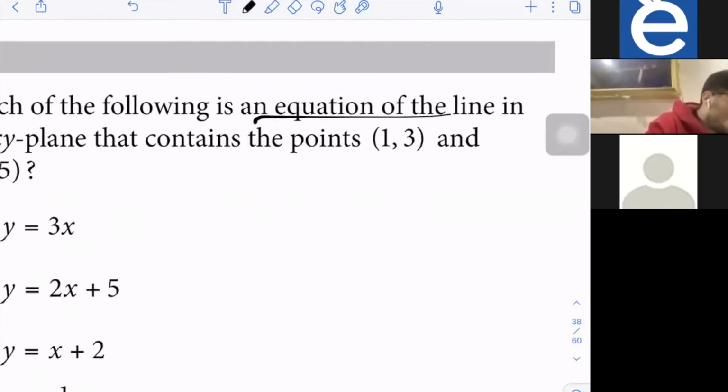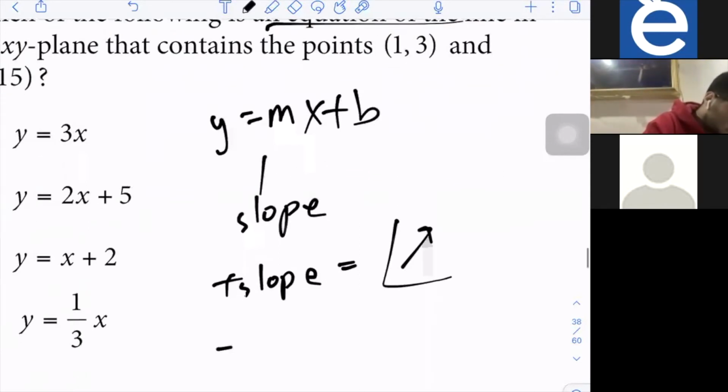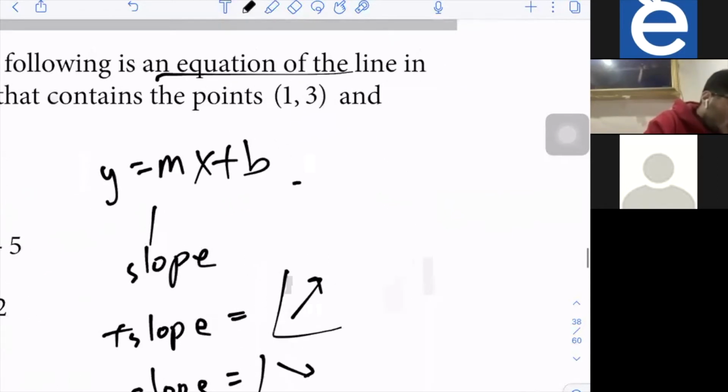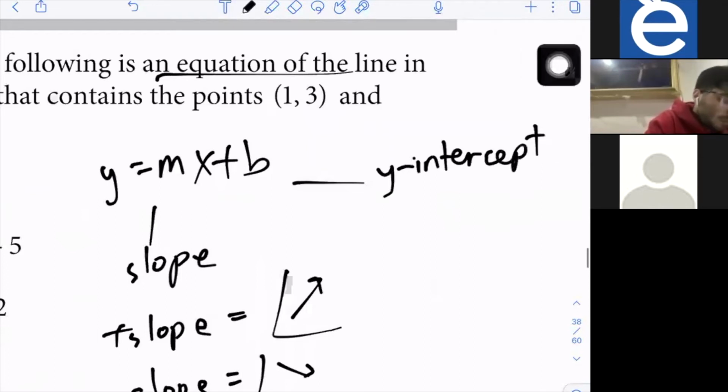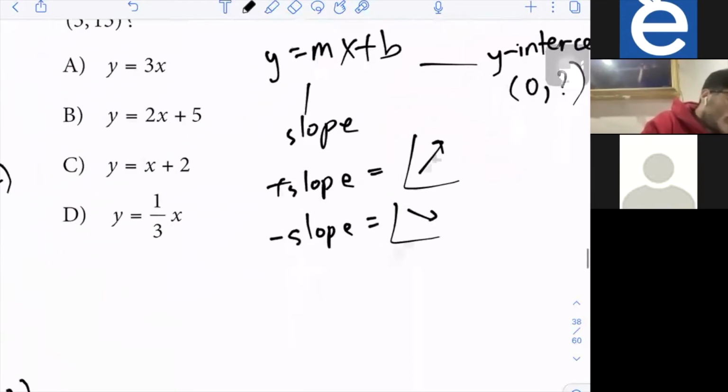So equation basically is in the form of y is equal to mx plus b form, where this is the slope. Positive slope means it's going up, negative slope, meaning it's going down. This is the y-intercept, where it tells you where it's 0, comma, whatever number for the y. So basically we need the slope and the y-intercept.